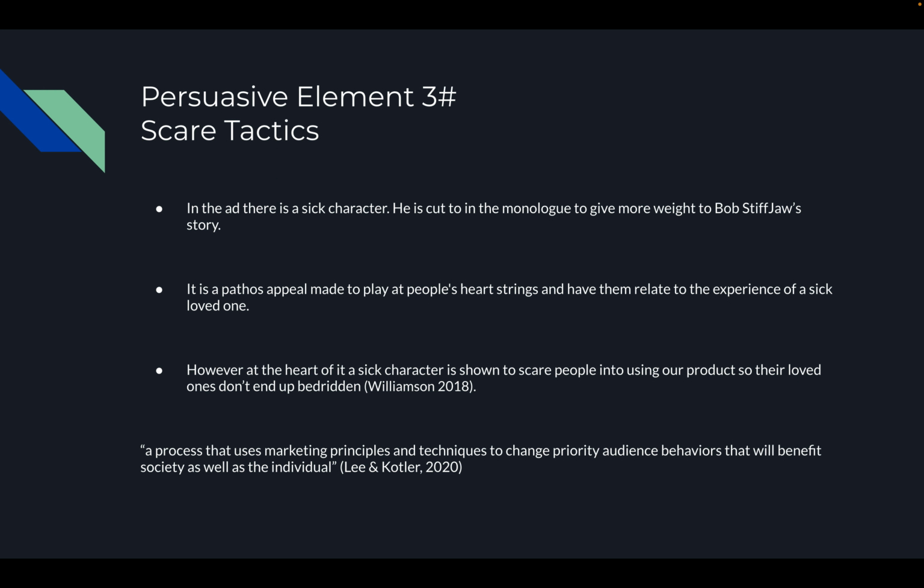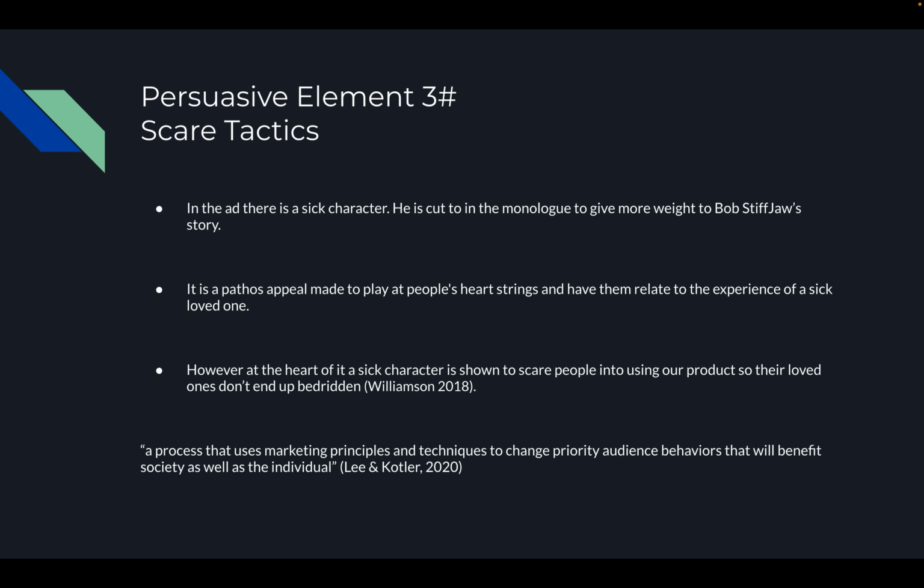However, showing the sick character is to scare people. This person isn't actually sick; he's an actor, but we want to make people see this really sick person and think of their loved one, and be like, I do not want them to also be bedridden. And this was from the master list of logical fallacies, where I sort of thought of all of that.